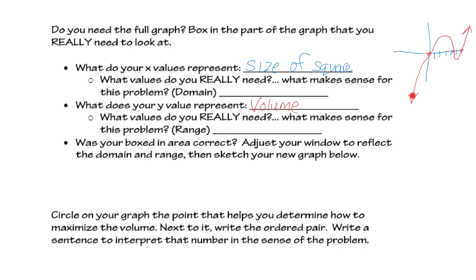Now, when we're looking at trying to decide what makes sense, does this part make sense for size of square or for volume? No, you can't have a negative size of square. You can't have a negative volume. I don't want this, but this should be okay. They're both positive. That's good. But right here, I'm concerned about this chunk right here. This would represent a negative volume. The x value is still positive, so I'd have a positive size of square, but I can't have negative volume. That doesn't make sense. And so that's not going to work.